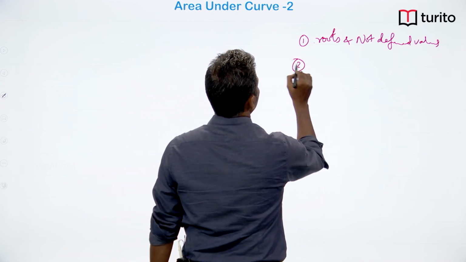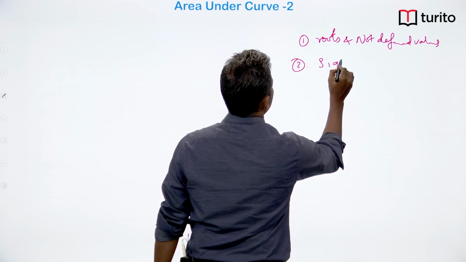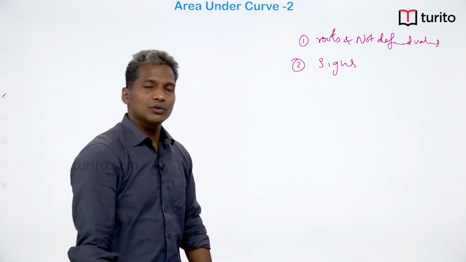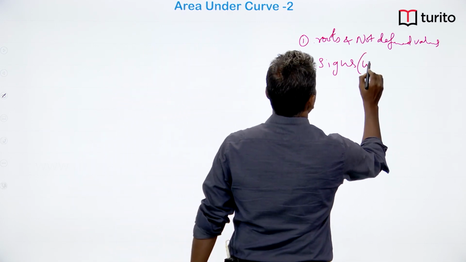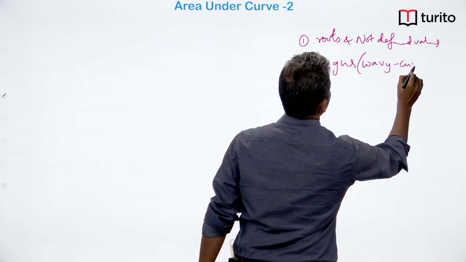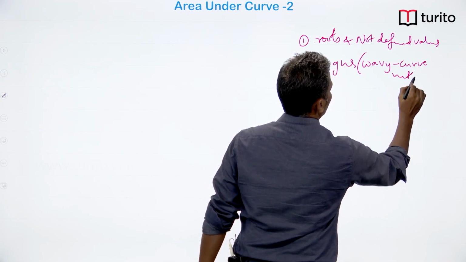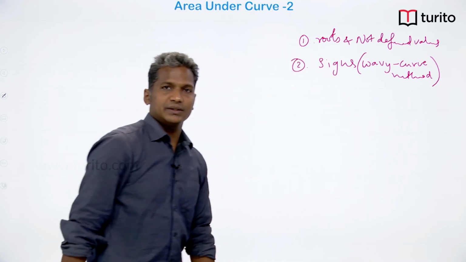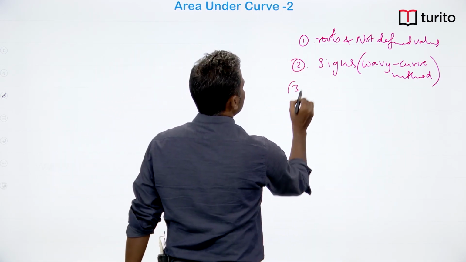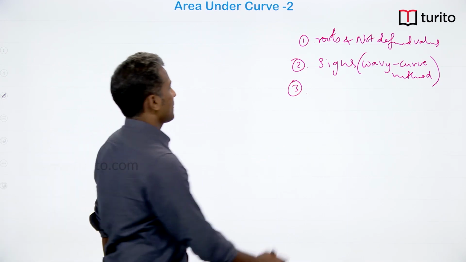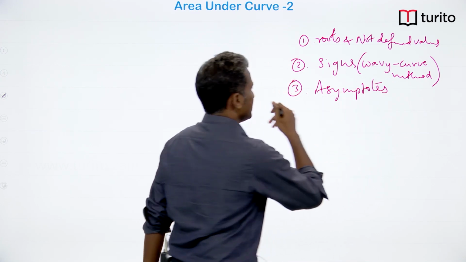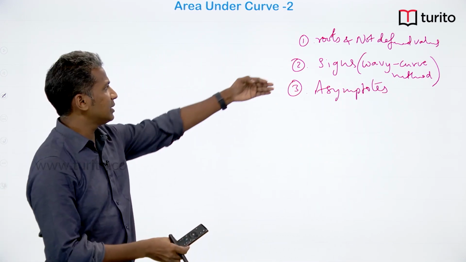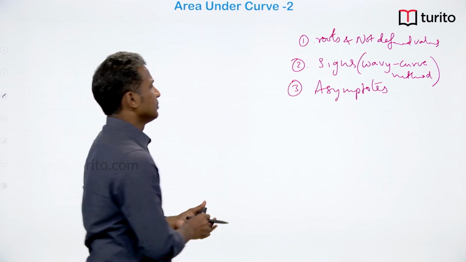This is step 1. Step 2, we are going to observe the signs. What signs are we talking about? We are talking about the signs of the wavy curve method. You might have learned this method of solving inequations. Next is check for the asymptotes. Here in this function we do not get any asymptotes, so this step is removed.